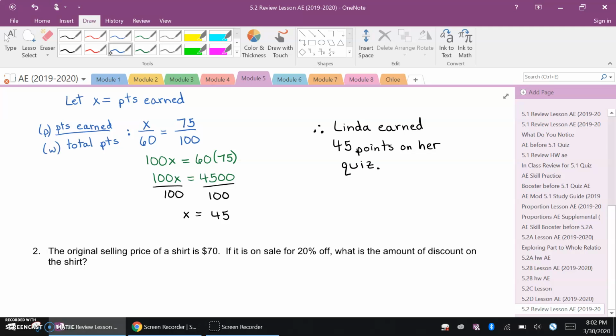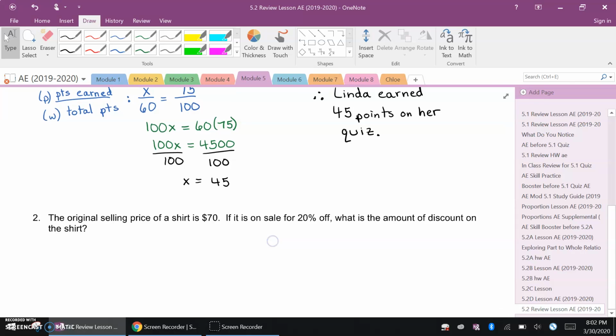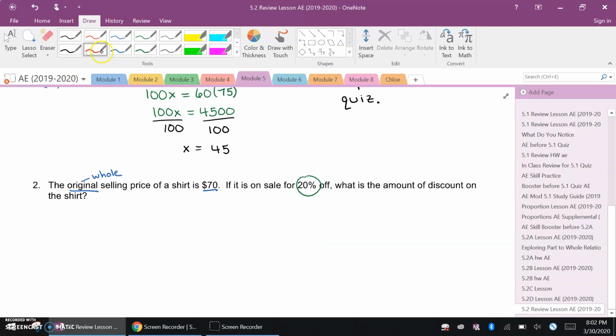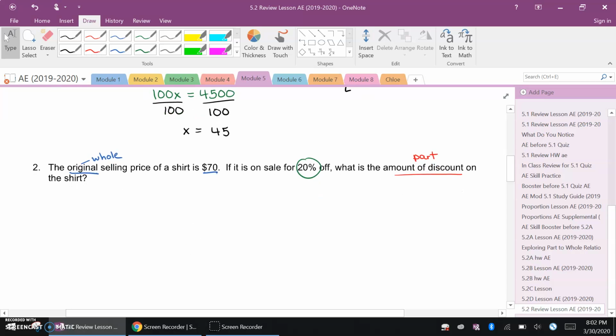Okay, looking at number 2, it tells us the original selling price of a shirt is $70. So that word original there is really important because that's telling us that that's our whole and it's connected with our 70. Then it tells us we have 20% off, so that tells us the 20%, and we want to know the amount of discount. And so the amount of discount is going to be the part. So remember that amount there is going to be dollars. So if it helps you to put that x is the amount of discount in dollars, you can do that. So you remember that your answer should have a dollar sign with it.